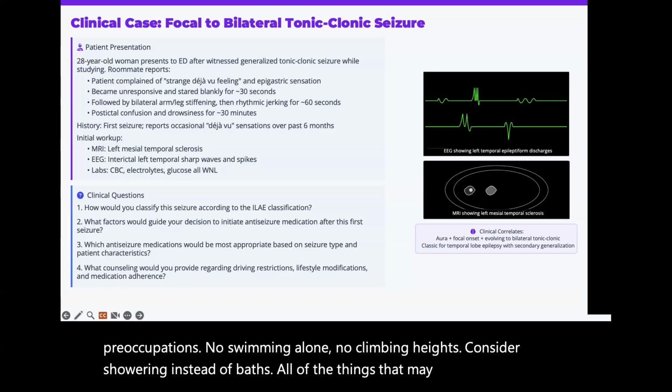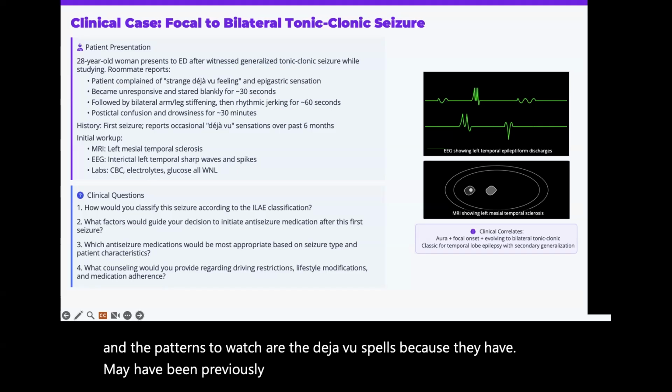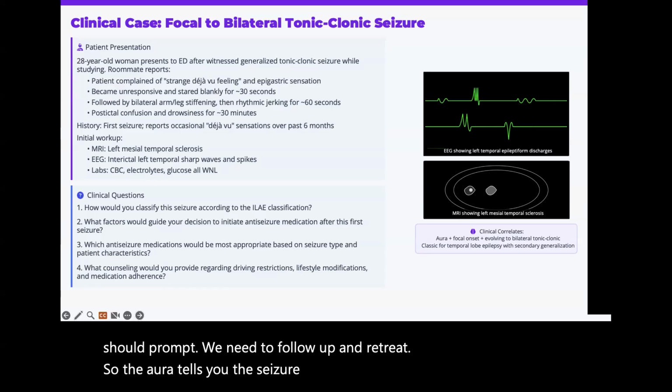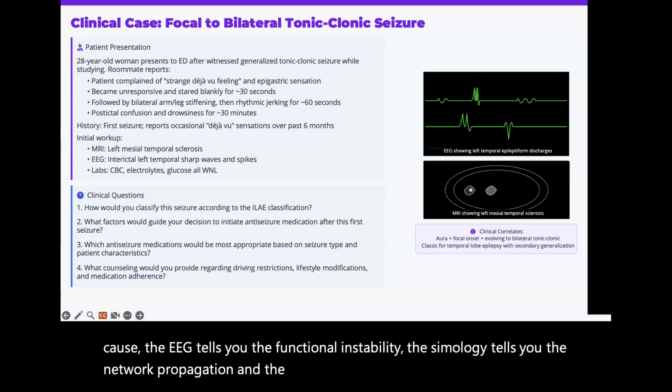And the patterns to watch are the déjà vu spells, because they may have been previously unrecognized seizures, so that recurrence should prompt follow-up and retreatment. So the aura tells you the seizure origin, the MRI tells you the structural cause, the EEG tells you the functional instability, the semiology tells you the network propagation, and the treatment choice targets the electrical mechanism.